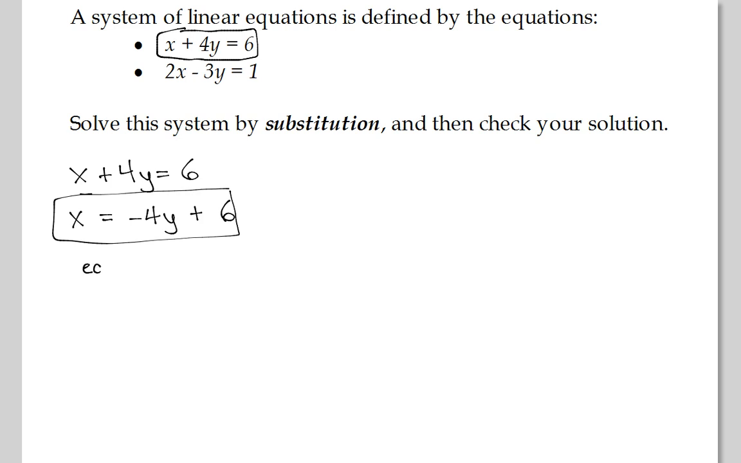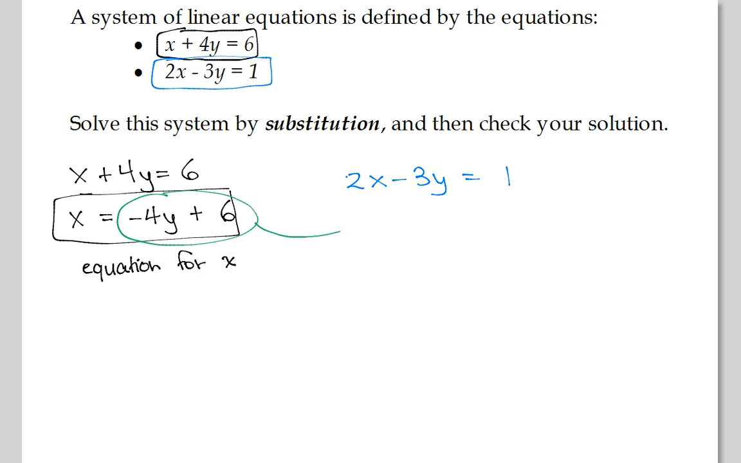So what we have here, this is an equation for x. That is what x equals. Whatever y is times -4 plus 6. So then what we're going to do is we're going to take this second equation, 2x minus 3y equals 1, and then watch this. This is where the magic happens. This right here is going to get substituted in right there.